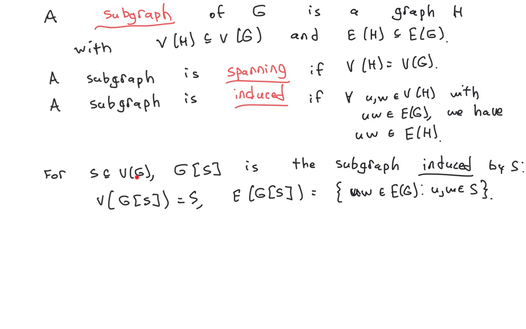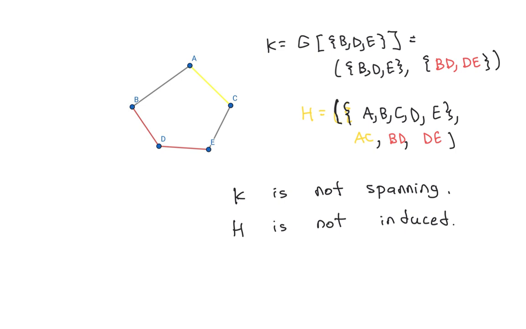So for any subset of vertices S, the subgraph induced by S has S as its vertex set, and its edges consist of all unordered pairs of vertices in G whose both endpoints are in S. So for example, we'll let G be the graph with vertices A, B, C, D, E, and edges going around in a cycle like this. Then I'm going to let K be the induced subgraph on the vertices B, D, and E. So that's vertices B, D, and E, and then the red edges from B to D and D to E.